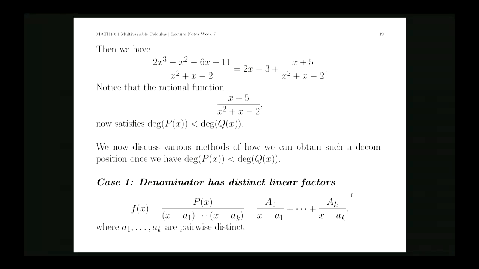Next question is, how do I find the constants? What this is saying is these constants are unique and they are guaranteed to exist. All we've got to do now is find them.